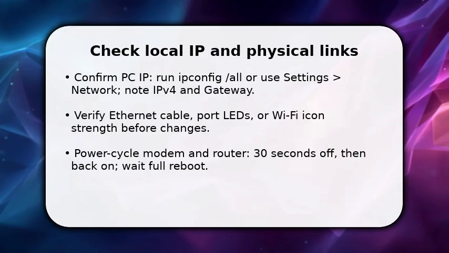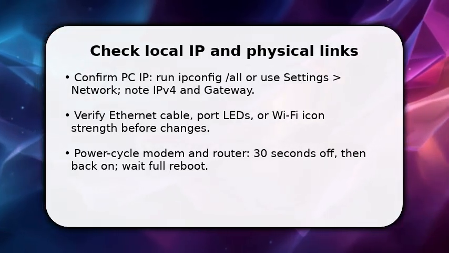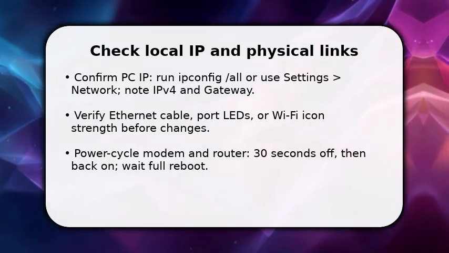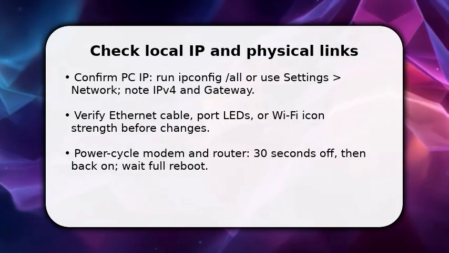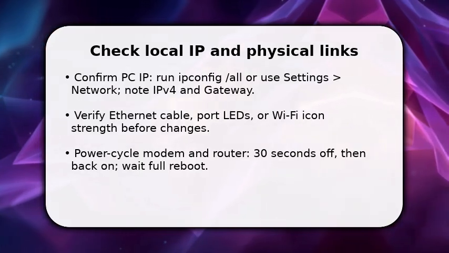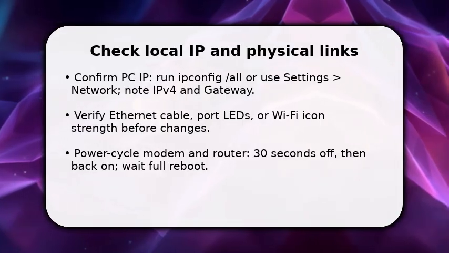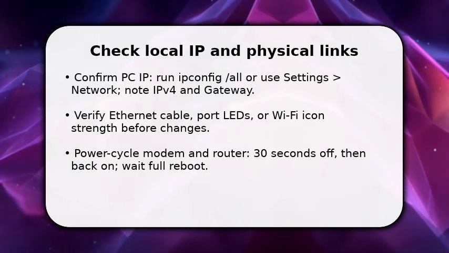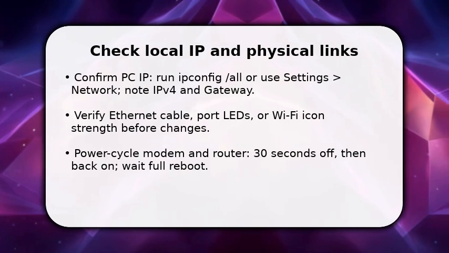You start by confirming the basics that matter. Check your PC's IPv4 address and default gateway with ipconfig /all or network settings so you know what's assigned. Once done, inspect the physical link: cable snug, port LEDs blinking, or Wi-Fi signal present, because a bad cable mimics router errors. Then power cycle the modem and router for 30 seconds. This clears transient state.